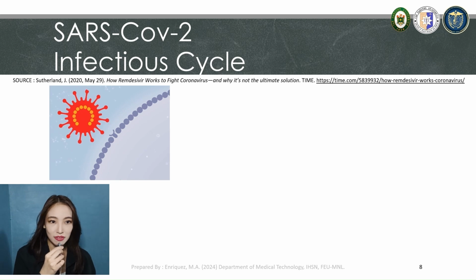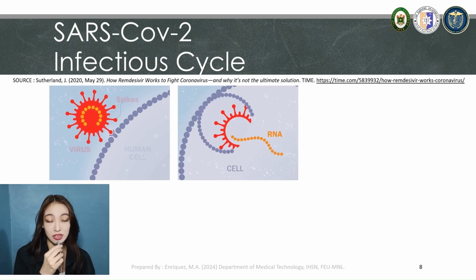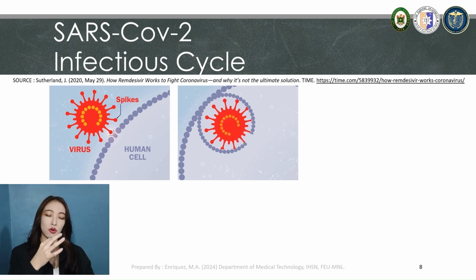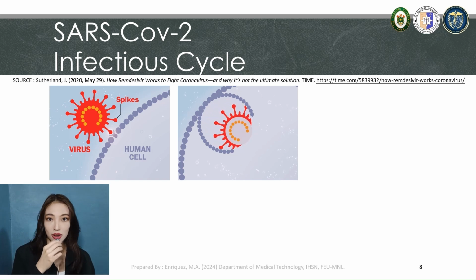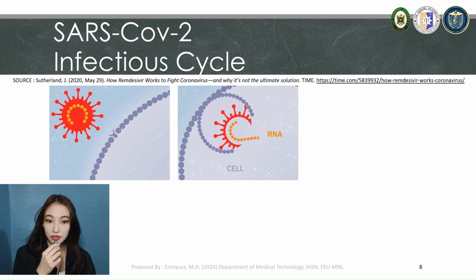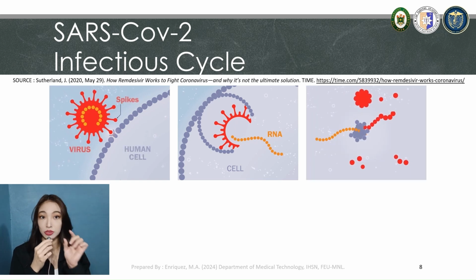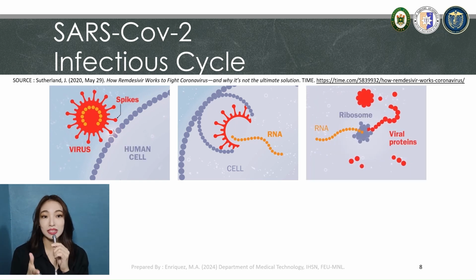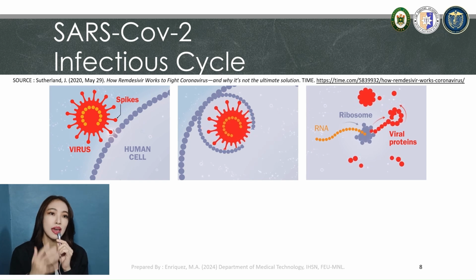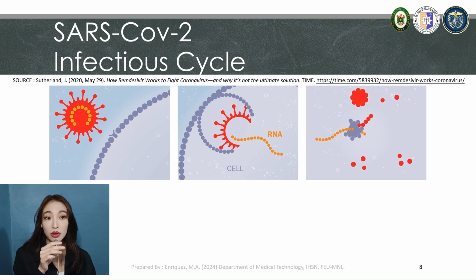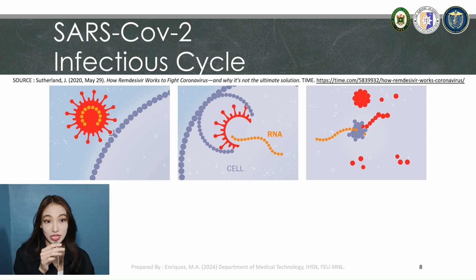Next, the virus gains entry into the cell by fusing its envelope with the cell membrane and uncoating or releasing its RNA strand. After that, the ribosomes within the host cells would read this genetic material, and as this viral mRNA strand passes through the ribosome, it now creates viral proteins.